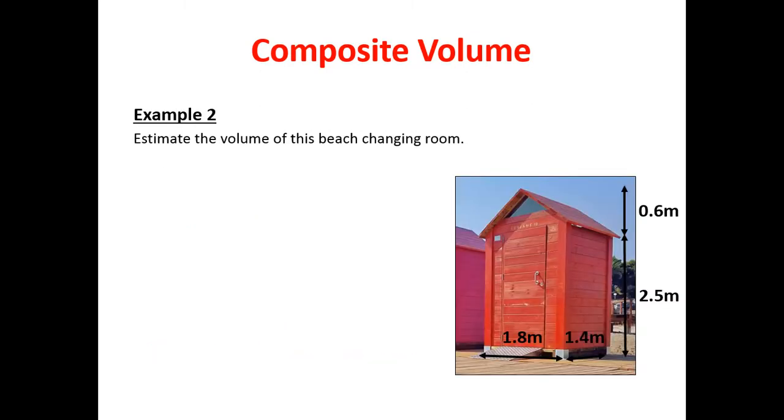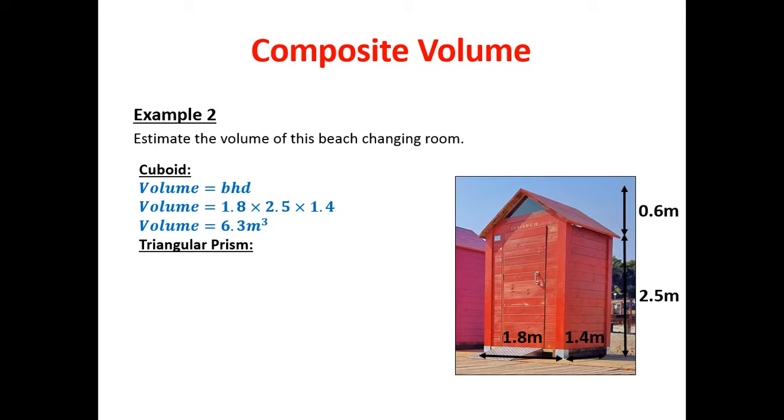Right, example number 2. Estimate the volume of this beach changing room. Well, I hope you can see it's just a cuboid on the bottom and a triangular prism on the top. So we'll start with the cuboid. To work out the volume of a cuboid, we need to go base times height times depth. Well, the base is 1.8, the height is 2.5 meters, and the depth you can see is 1.4 meters. So 1.8 times 2.5 times 1.4 gives a volume of 6.3 meters cubed.